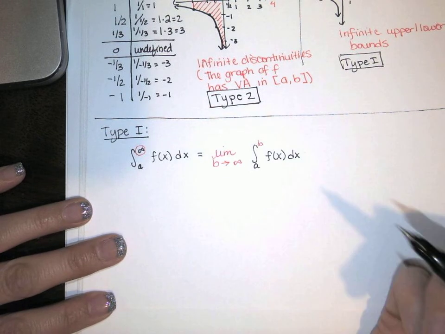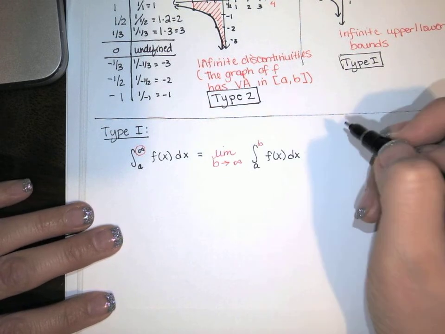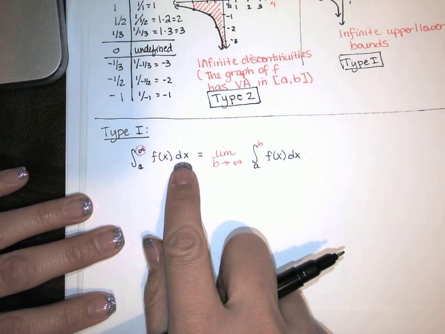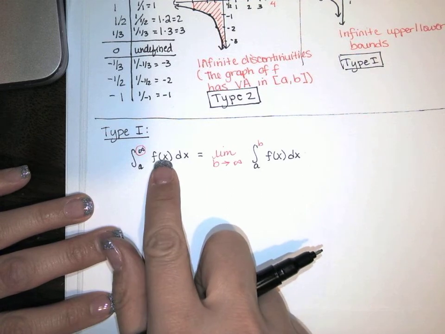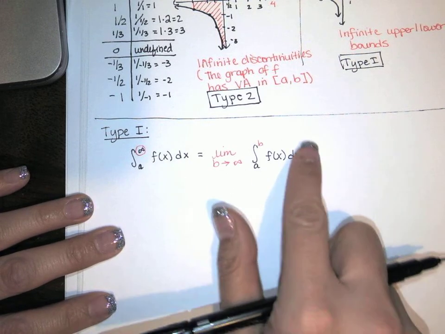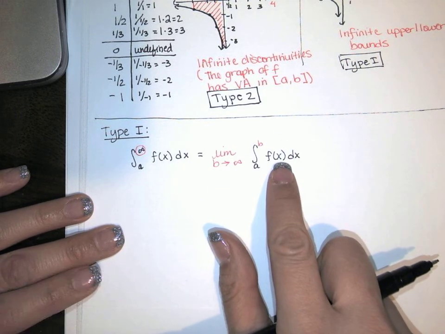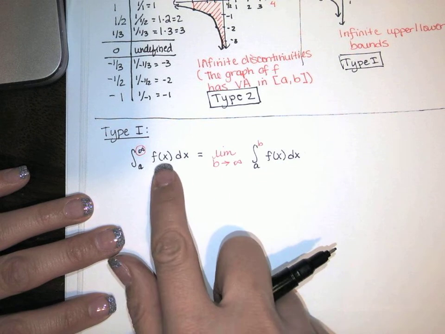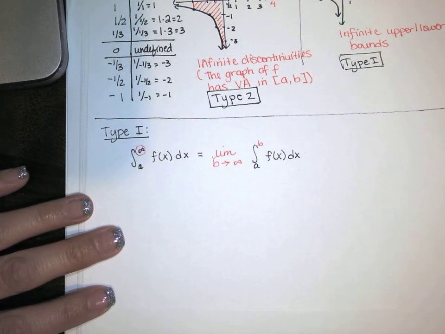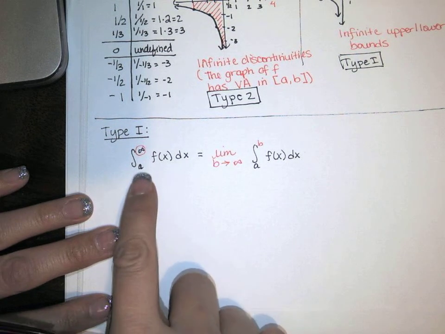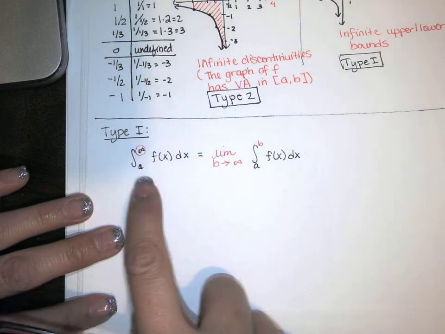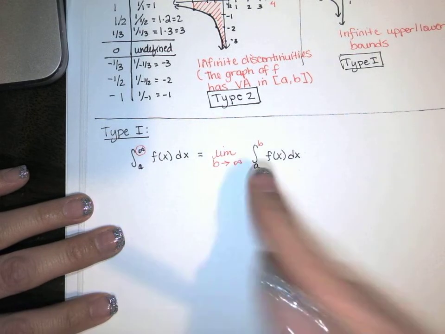You might say, well, what does that mean, Miss Townsend? Well, what that means is this I can't do. The fundamental theorem of calculus does not apply to this. But this is something the fundamental theorem of calculus applies to, provided that f of x is continuous on this interval from a to b. So we're assuming this function is continuous from a to infinity, so this is going to be equal to this.